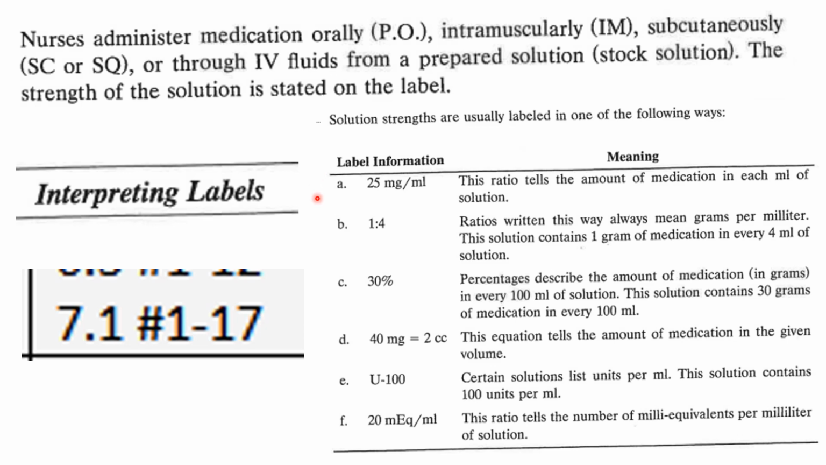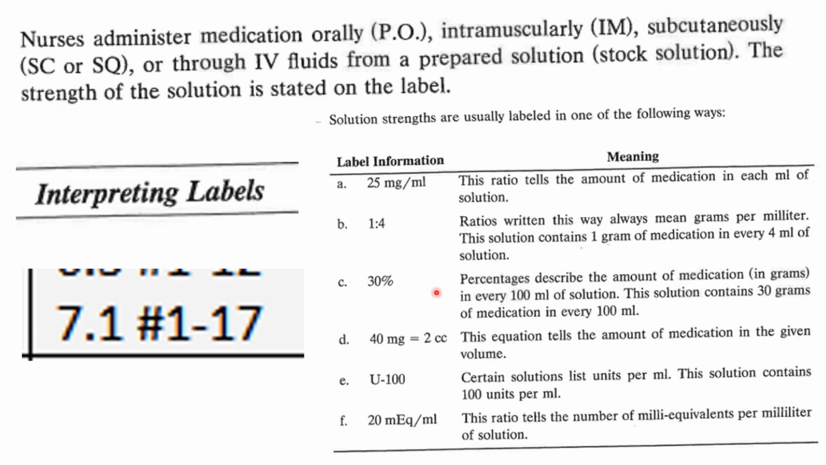25 milligrams per milliliter. If you have a ratio like this, it tells you the amount of medication in each milliliter of the solution. Sometimes it's shown as a ratio, 1:4. Ratios written in this way always mean grams per milliliter. This solution contains 1 gram of medication in every 4 milliliters of solution.